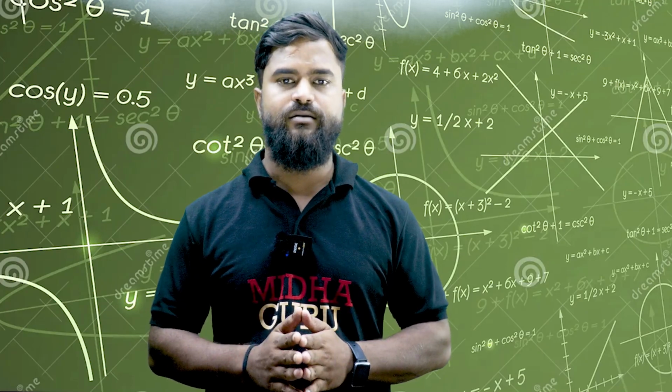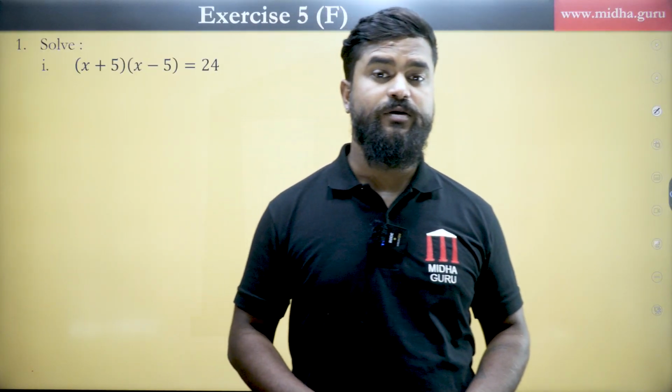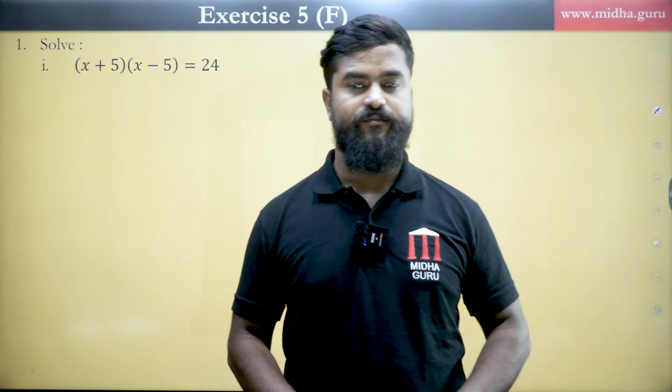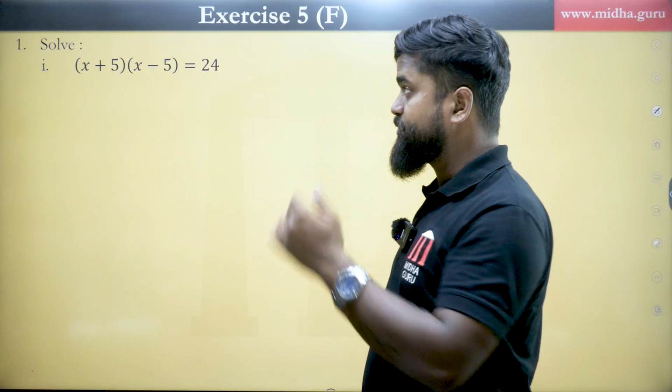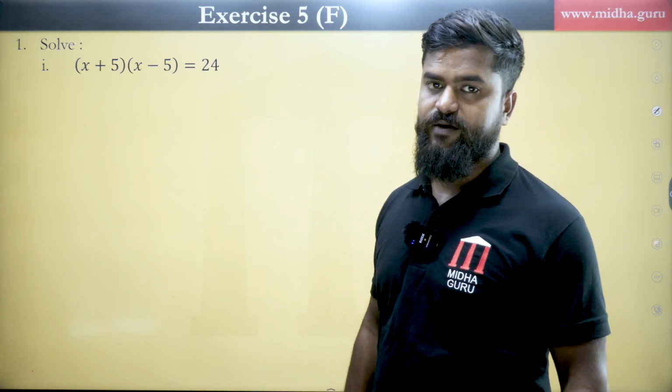So let's begin the lesson now. First, let's begin with the solutions of exercise 5F. The first question is: solve the following quadratic equation. The first one is (x + 5)(x - 5) = 24.